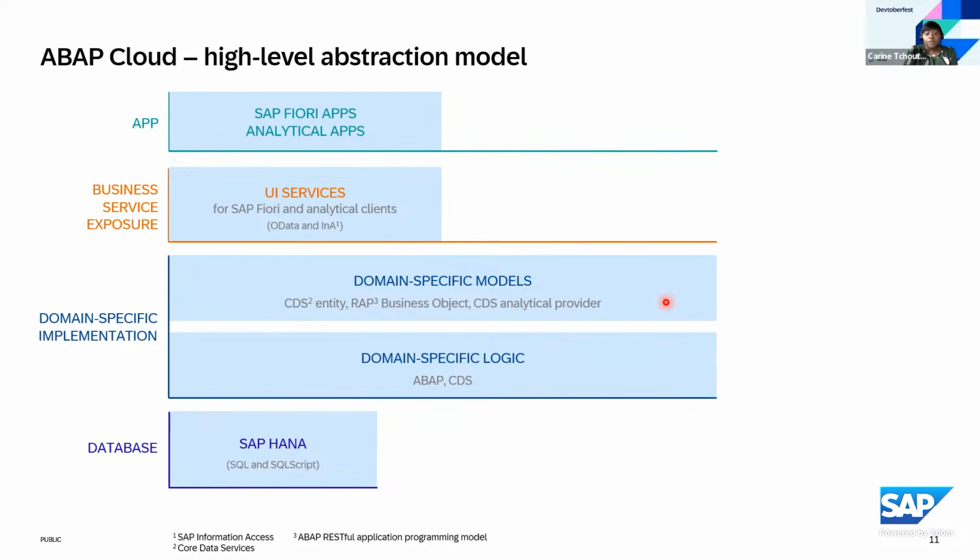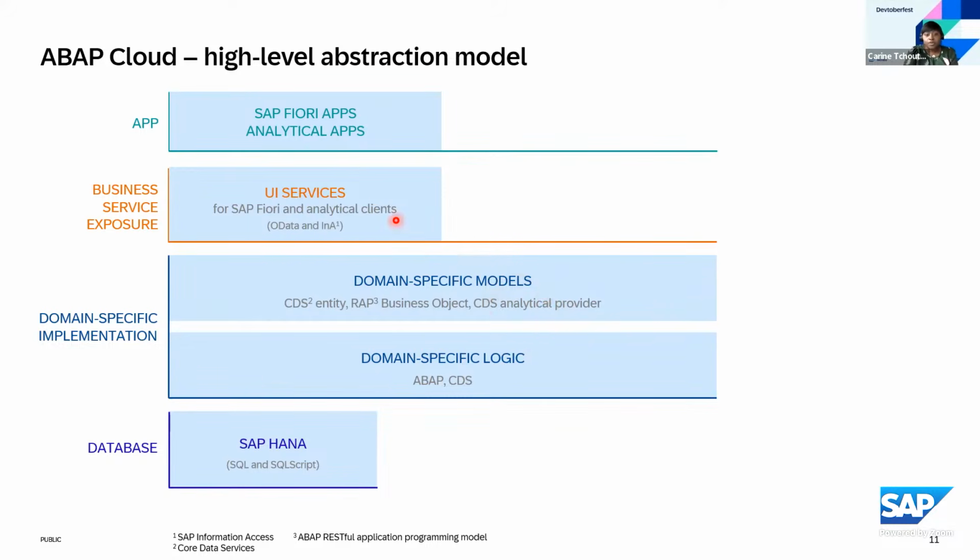So, for example, for reporting or other purposes, we have CDS entities that can be used to define queries and so on. In the transactional world, we have business objects built with the ABAP RESTful application programming model. And for analytical scenarios, we can also use CDS to build CDS analytical queries. So here we are in the middle. This is the domain-specific implementation.